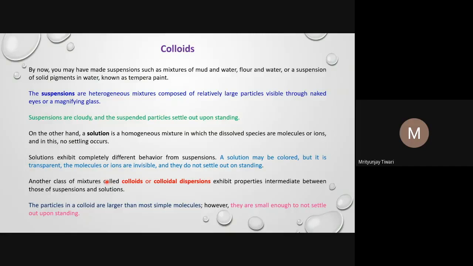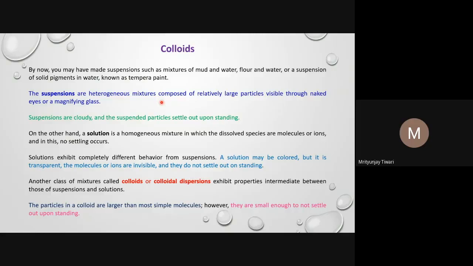Whether these are molecules of the solvent or the solute, or the ions of the solute, they are not visible because they are so small that we cannot see them, and they do not settle out on standing or when left undisturbed. In a suspension, the heterogeneous mixture, the particles settle out. The particle size in suspensions is relatively large, and the particles are visible to the naked eye or through a magnifying glass.